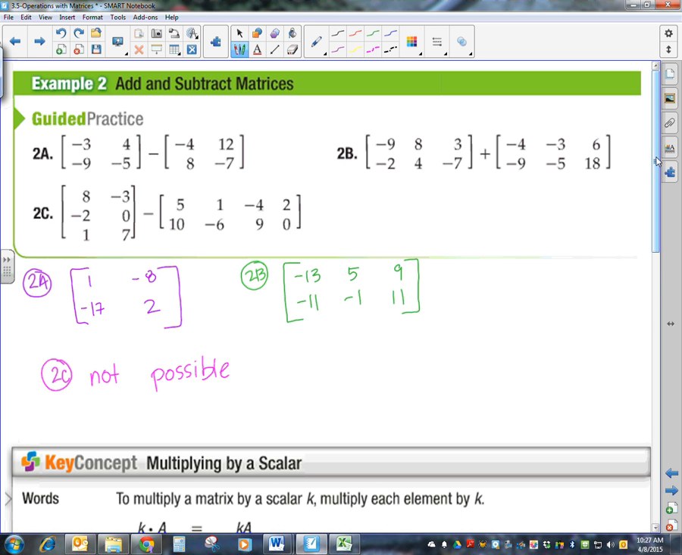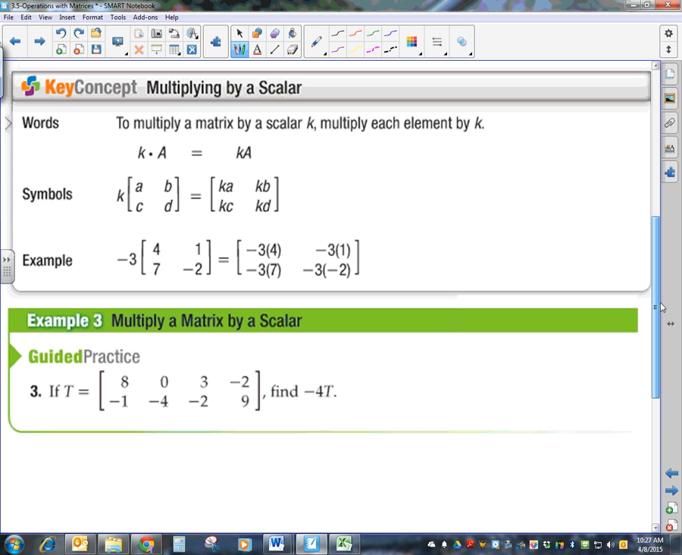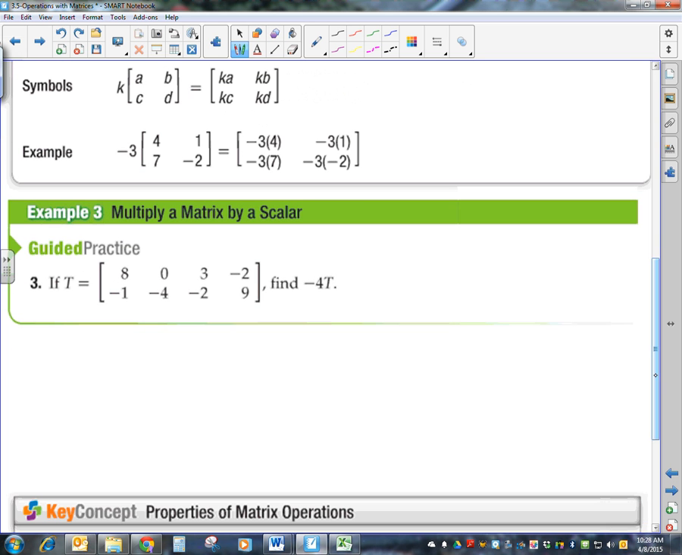Okay, last thing we got to talk about is a scalar. Multiplying by a scalar. A scalar is just a number on a matrix. A matrix, remember, is that rectangular array. And just like you have the distributive property, you've got to remember that that k is multiplied by every element, each element in your matrix. Okay? So, for example, find negative 4 times t.